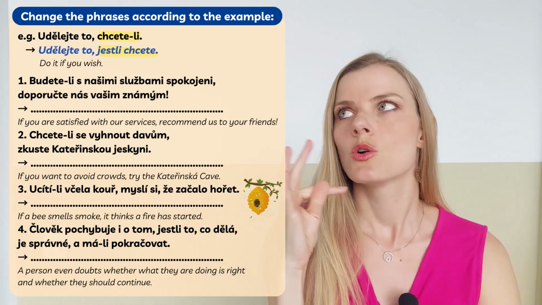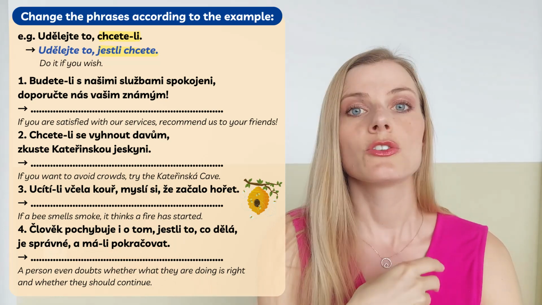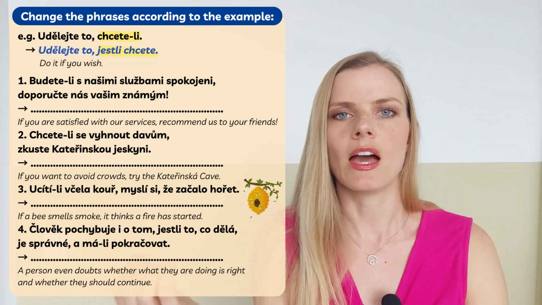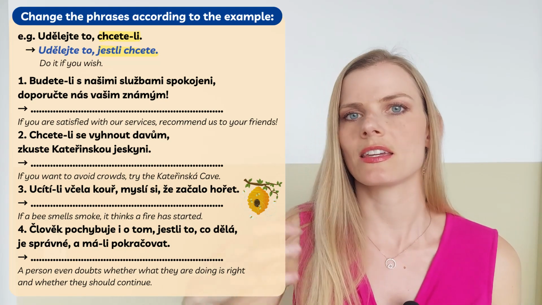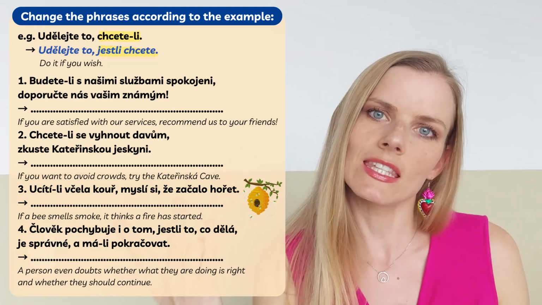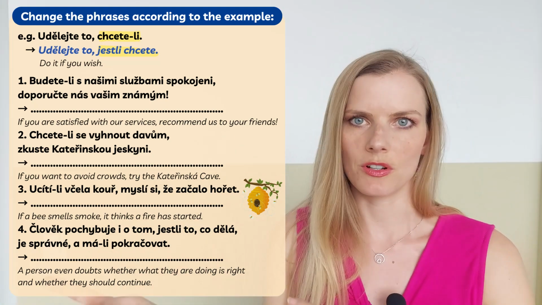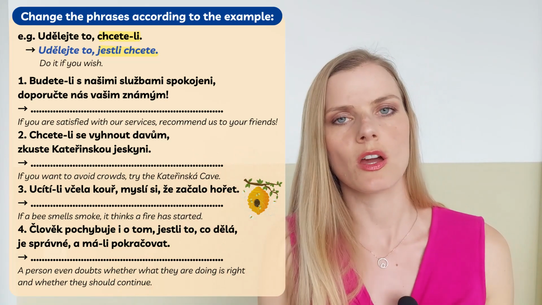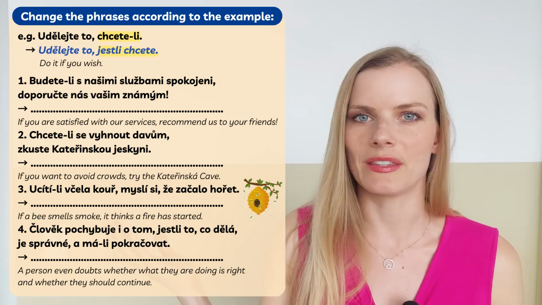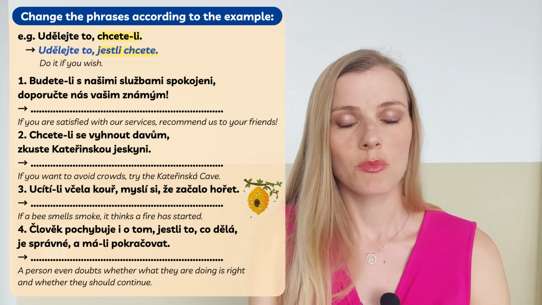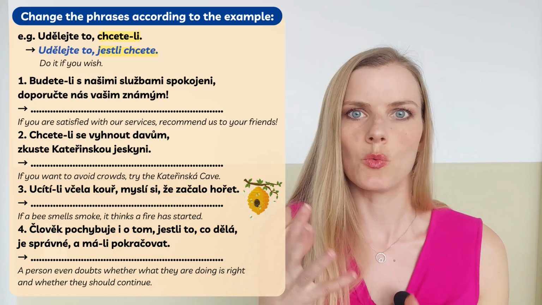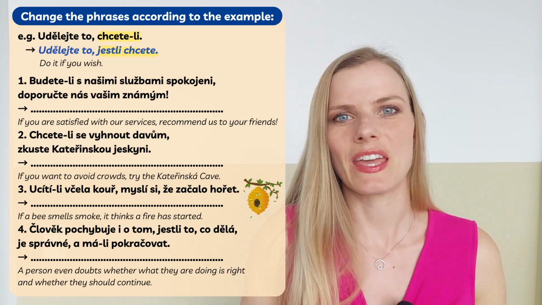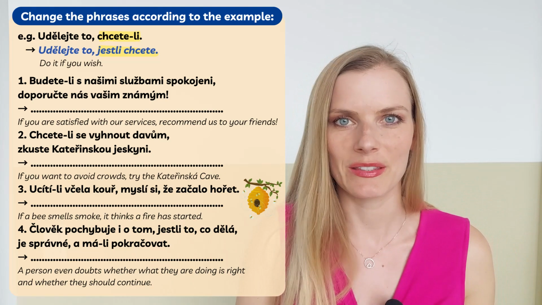For example, udělejte to, chcete-li. Do it if you wish, if you want. And instead of chcete-li, I want you to say jestli chcete. Notice that we say jestli chcete. The word order is inverted and it's also written as 2 words. So this is what I want you to do with the rest of the sentences. It's very easy because you don't have to change the verb form. Are you ready? Připraveni? Pause the video and resume it when you're ready to check it.